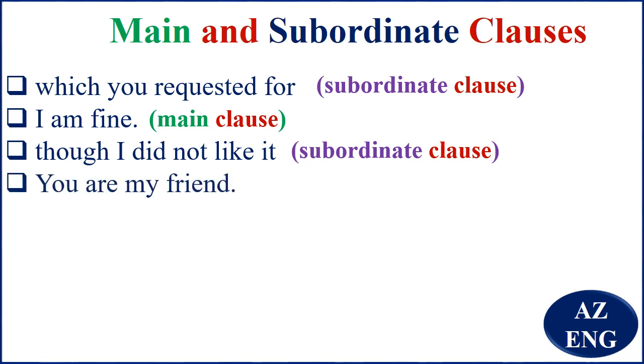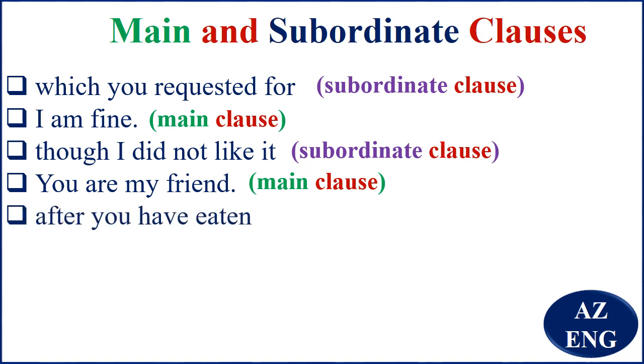You are my friend. So without any doubt, you say this is a main clause. This is an independent clause. This is a sentence. After you have eaten. After you have eaten is a clause, but it is not a main clause. It is a subordinate clause.